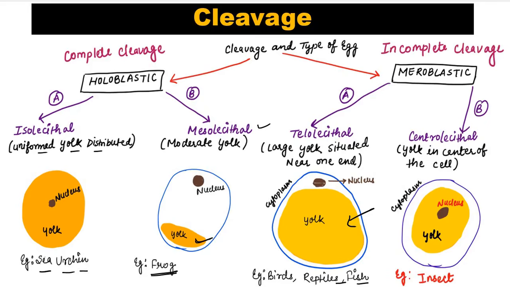Last is the centrolecithal, which means yolk is concentrated in the center of the cell, and this kind of egg we mainly see in the case of insects. Okay.